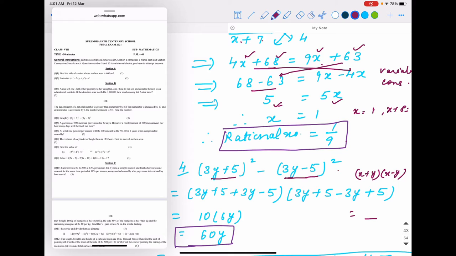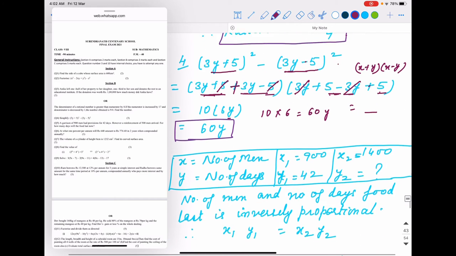Both ways we will get the same answer. Here I have done one method: the first factor is 3y plus 5, already with plus sign, and 3y minus 5. In the second case, the bracket opens, and this sign we take as minus. So minus 3y, and minus into minus will be plus sign. Now we simplify, 5 and 5 cancel, 3y and 3y cancel. So here we are left with 6y, and here 5 plus 5, 10. That will be 10 into 6, which is 60, and with y we write 60y.